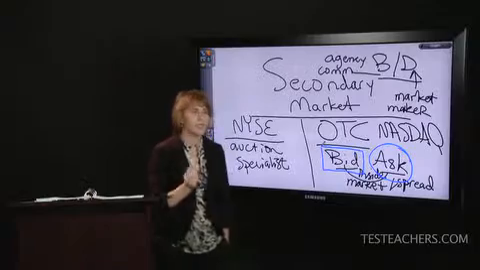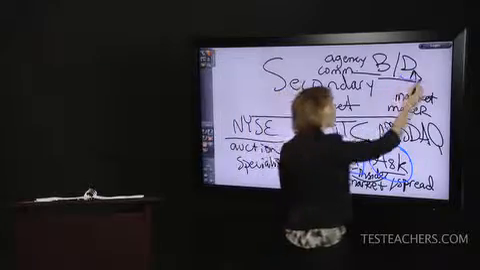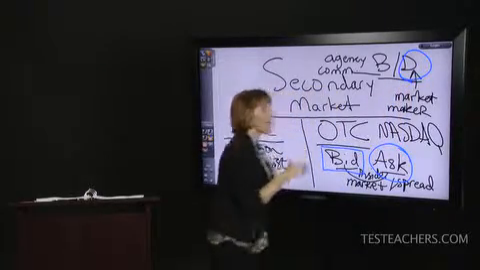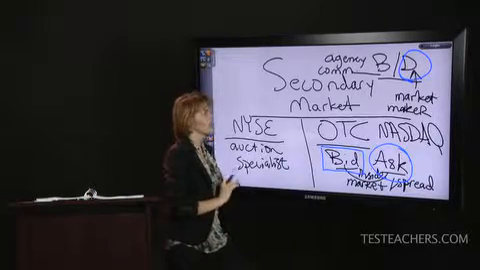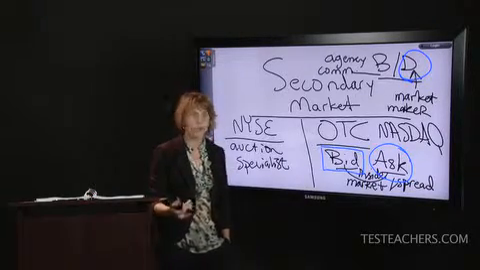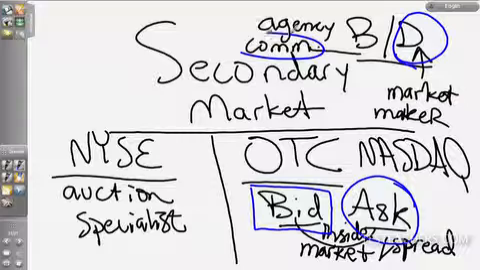So markup and markdown, those terms are used when the dealer is acting with the customer for their own inventory. If they're simply buying and selling for the customer, then they're going to charge a commission. This is when they act as a broker. The commission must be disclosed on the confirmation.